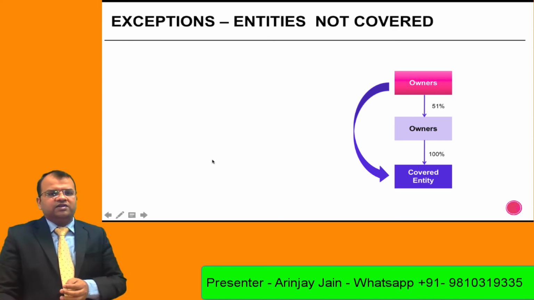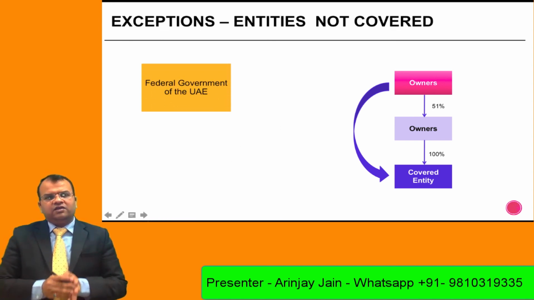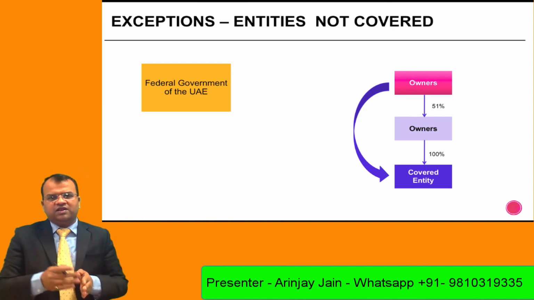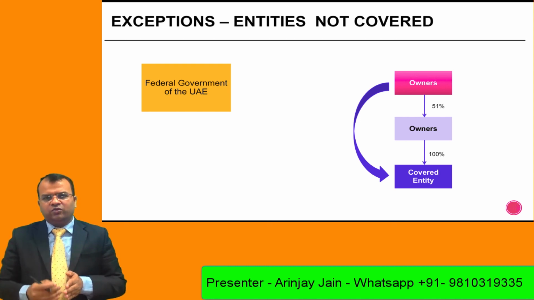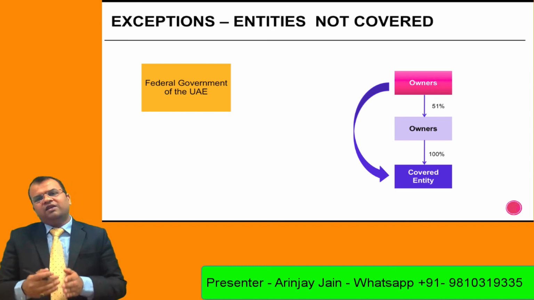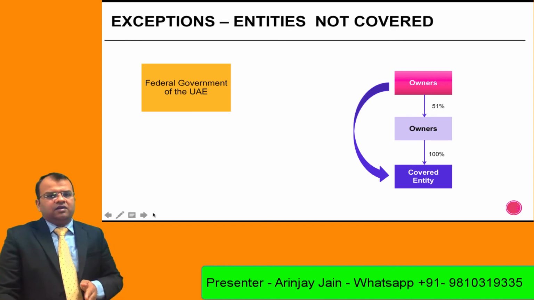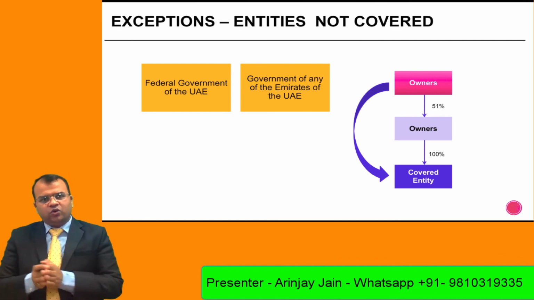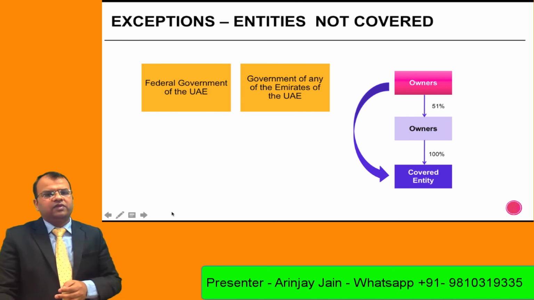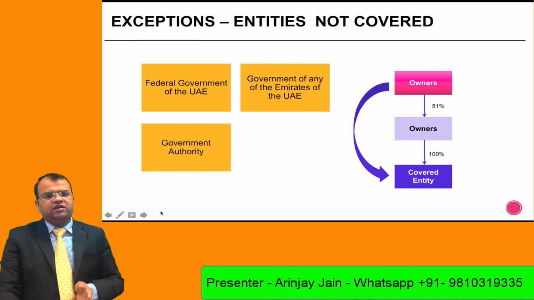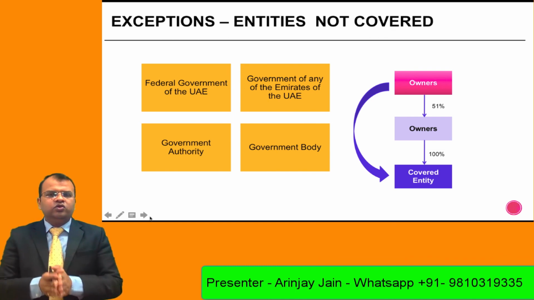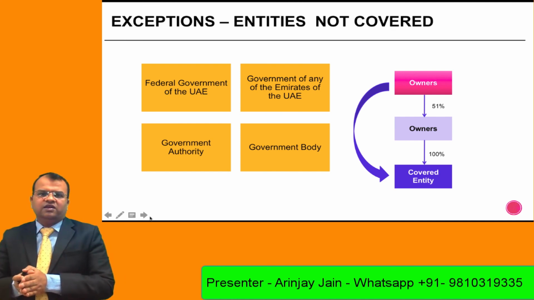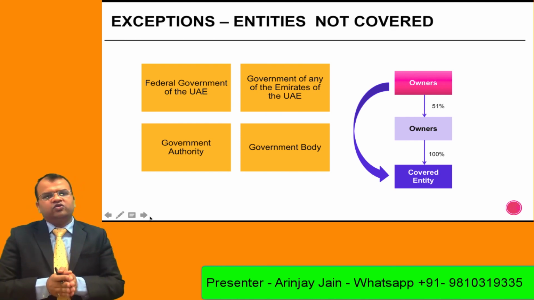So what the regulation provides is that if the owner referred to on the right side of the picture is the federal government of the UAE, which means either they directly own 100% or directly own more than 51%, or they indirectly own 51%, or if the government of any of the Emirates of the UAE is the owner referred to on the right side, or a government authority or a government body owns directly or indirectly 51% or more in the covered entity, then the regulations are not going to apply to this covered entity.